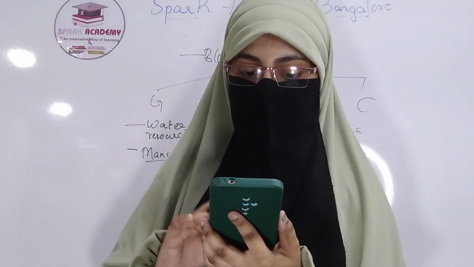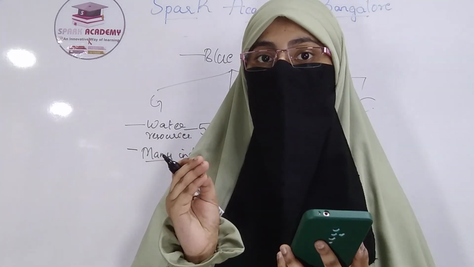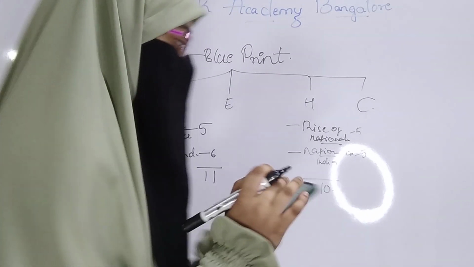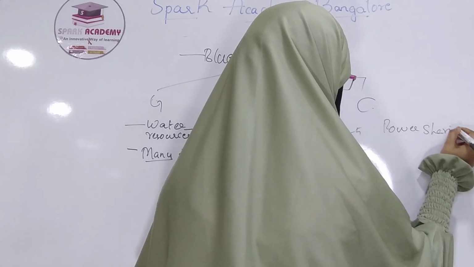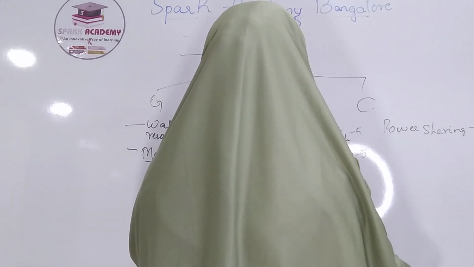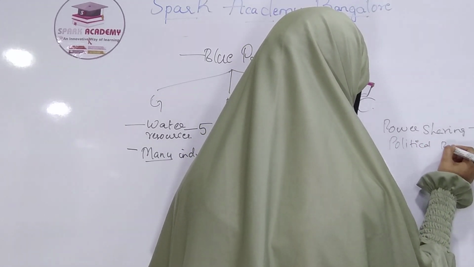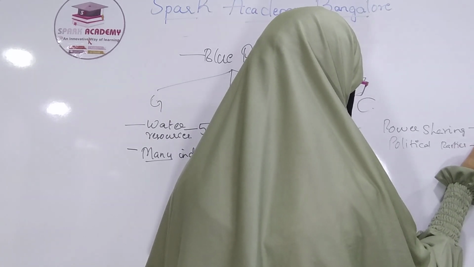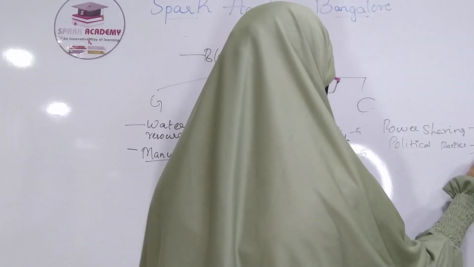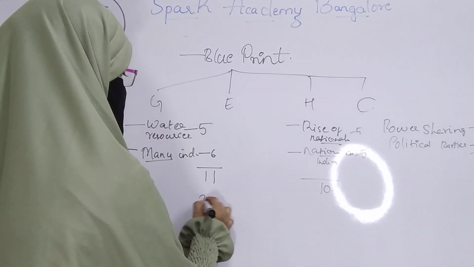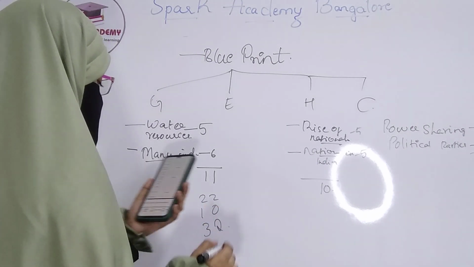In the civics part, the highest weightage chapter is power sharing, 6 marks in civics. Then political parties, 5 marks. So with this 11, 22 plus 10, we are having 32 marks in our hands.